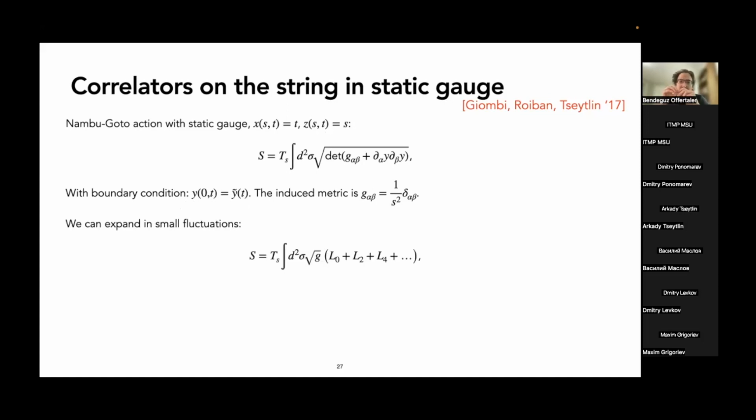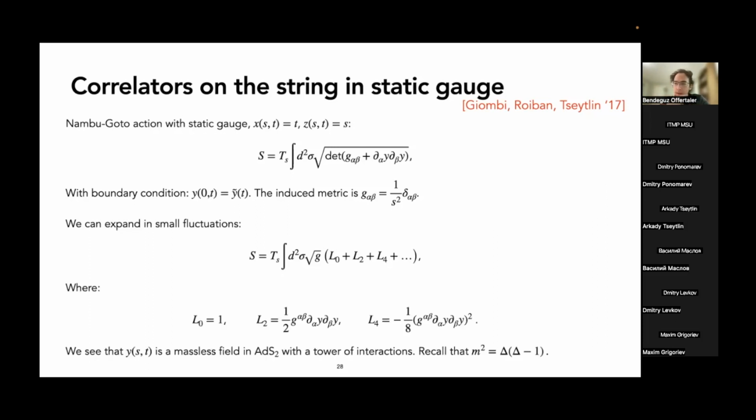Correlators with a few insertions, few operators, correspond to small fluctuations of the boundary curve from a straight line. And so we can treat y tilde as being small. And if the string tension is also large, because we're at strong coupling, then the corresponding fluctuations on the string, y, will also be small. So this means that we can expand the action in powers of y. These are the first three terms.